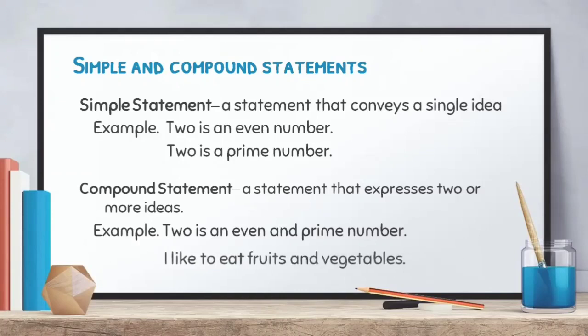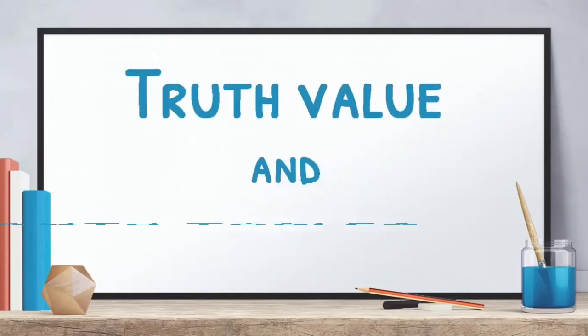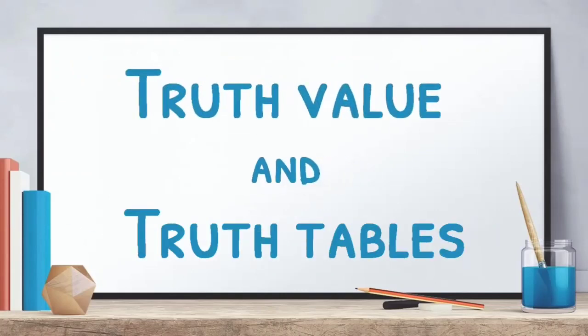Another example, I like to eat fruits and vegetables. So there were two ideas that are also embedded in our statement. So the two different ideas that we have there are fruits and vegetables. Okay? Any questions so far? None. All right? So now let's go to truth value and truth tables.